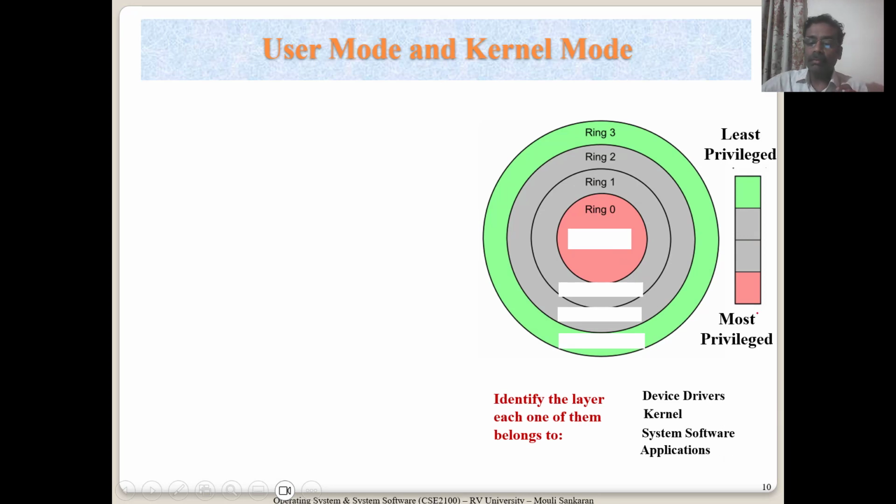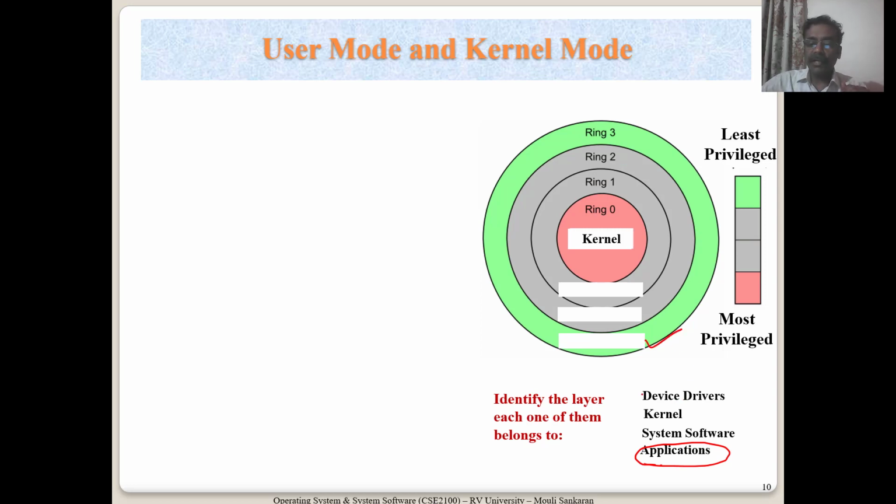If I give you device drivers, kernel software, system software and applications, how do you list them based on the privileges they have? I'm sure all of you will agree that the kernel is the most privileged one, so that should be running in the innermost circle of the ring. So the kernel is running innermost, having the most privileged execution rights. Now what should be the next one? Is it system software or a device driver? At least you can be sure that application software must be the outermost one, the least privileged.